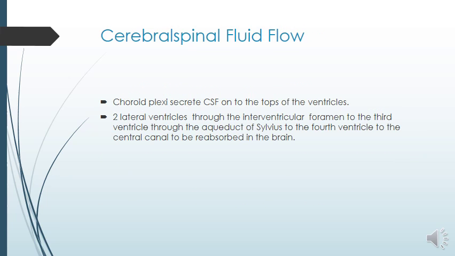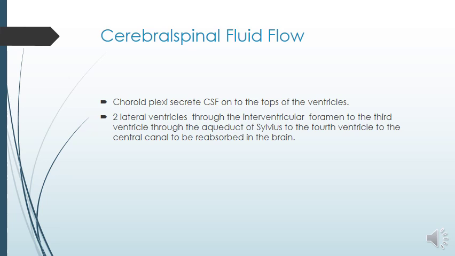In looking at the flow of cerebral spinal fluid, we see that the choroid plexi, which are capillaries, secrete the cerebral spinal fluid from the blood onto the tops of the ventricles. And there are 4 ventricles, 2 lateral ventricles, a 3rd ventricle, and a 4th ventricle. These are chambers within the brain.